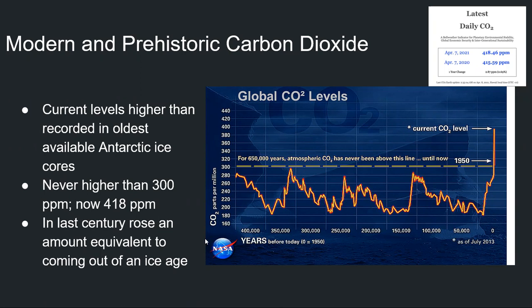So in the last century, we had CO2 rising to an amount equivalent to coming out of an ice age. So here you have an ice age, here you have an ice age as well, and you always have those what we call interglacial periods where the Earth is usually a bit warmer, and we are right now in an interglacial period. But we might have broken out of the loop of ice ages because we completely destroyed the ceiling of CO2 level in the atmosphere because of our human activities.